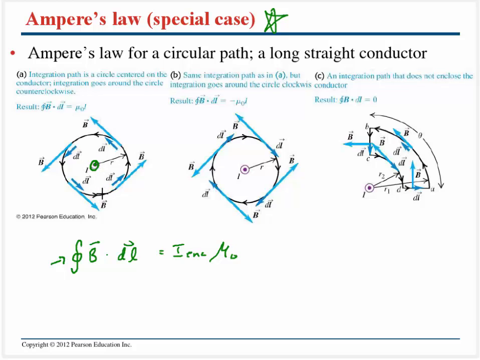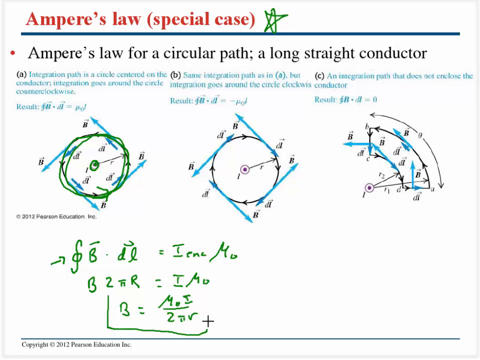If we chose our circular path to be in the same direction as B, kind of in the region I'm highlighting right there, then this simply turns into B multiplied by 2 pi r. How much current is enclosed? Well, that's just going to be equal to I multiplied by mu naught, and I'm going to get the familiar B is equal to mu naught I divided by 2 pi r. Saved a lot of calculus right here.